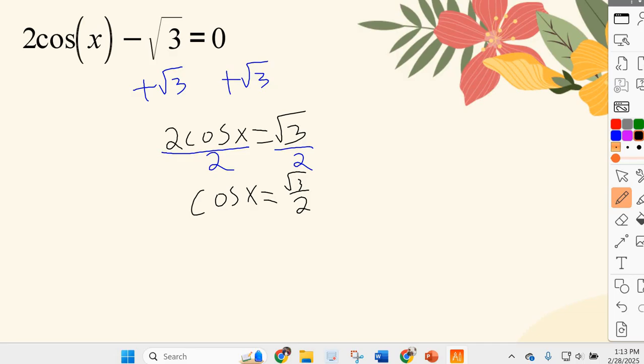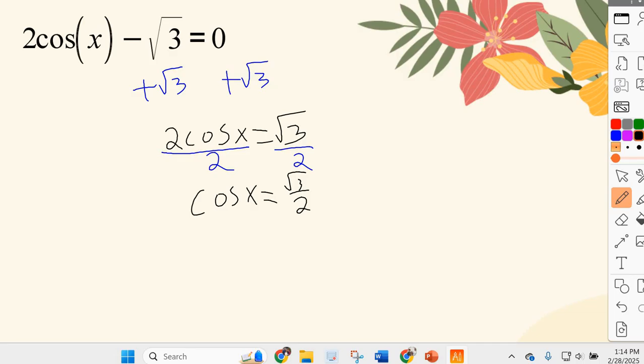11 pi over 6. Okay, why 11 pi over 6? As cosine is... Yeah, but where is 11 pi over 6? The fourth quadrant. Okay, and cosine is positive in our fourth quadrant. Yes? Do we remember where our trig functions are positive and negative? No? Okay, we would like to be reminded where they're positive and negative.